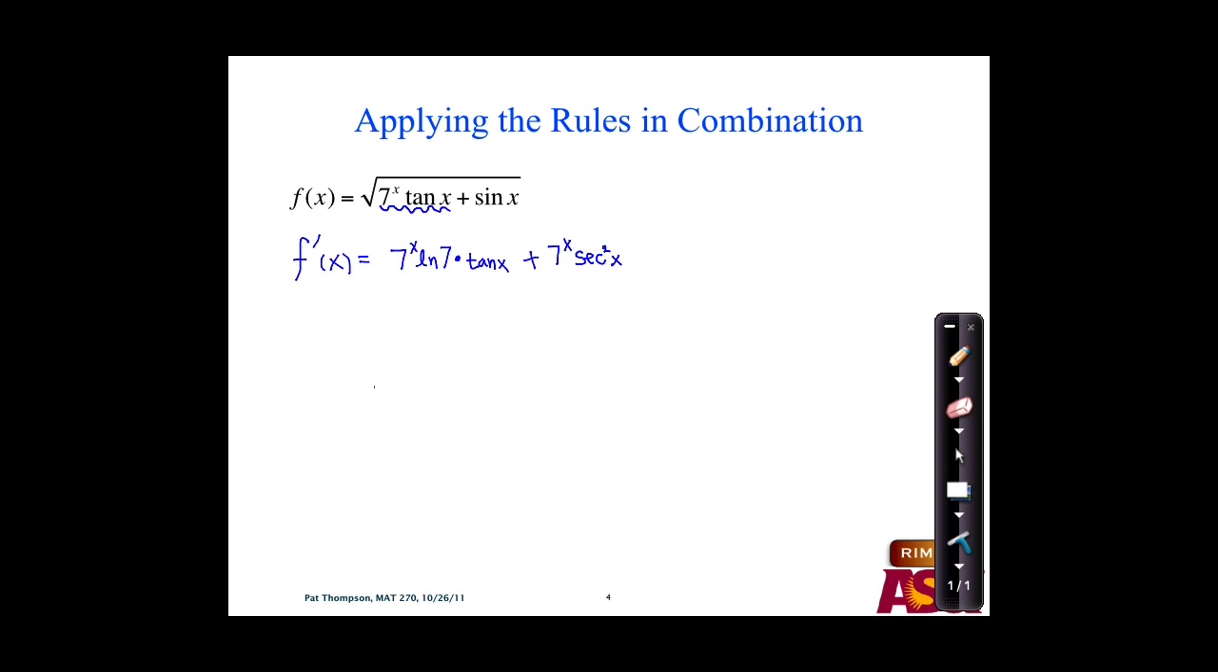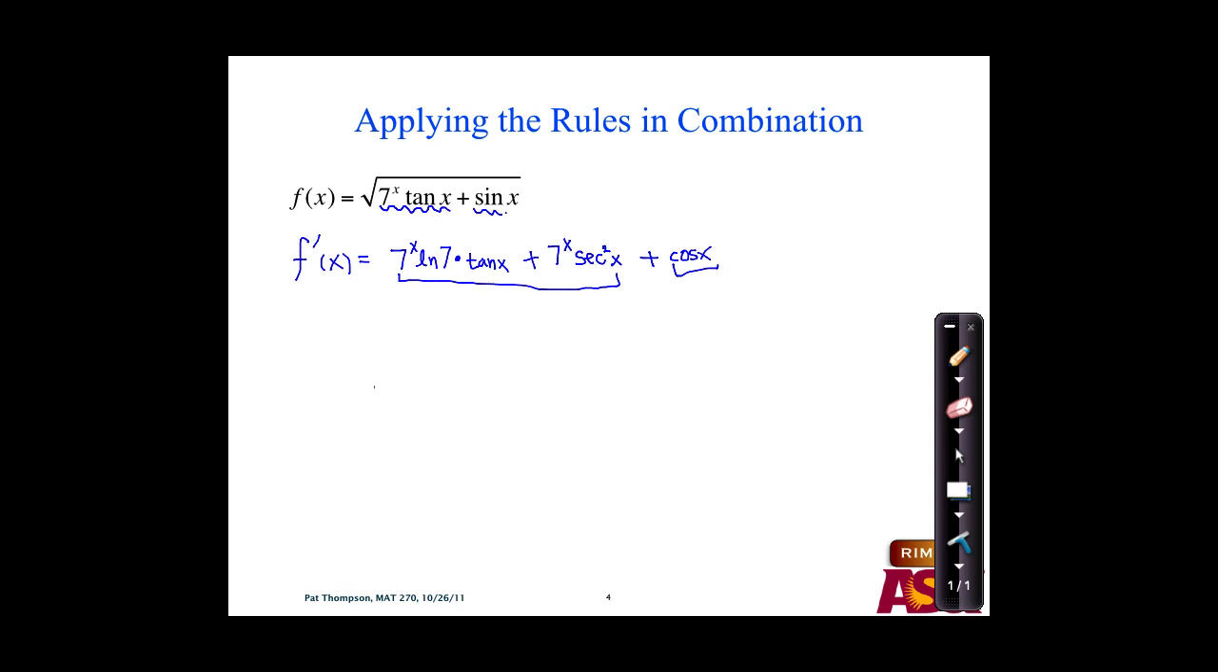So here's the derivative of the squiggle underlined part, which is just connected with addition to sine of x, the derivative of which is cosine x. So we've got the product rule here plus the second term. This is all the derivative of what's underneath the radical sign.